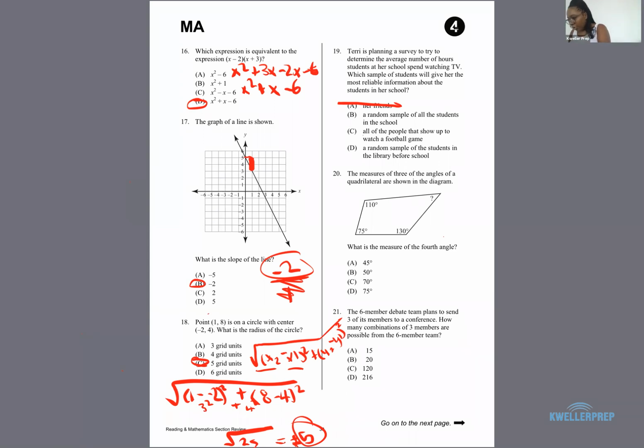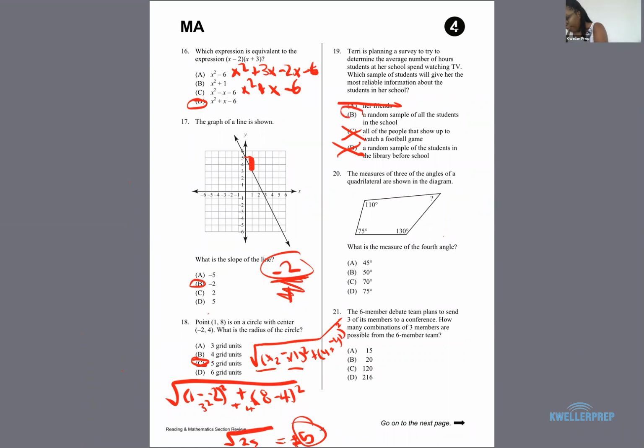All the people that show up to watch a football game, again, too small of a sample size, not everyone in the school. Then a random sample of students in the library before school. Again, too small of a sample size. You're not looking at everyone or the opinions of the majority of the people in the school.